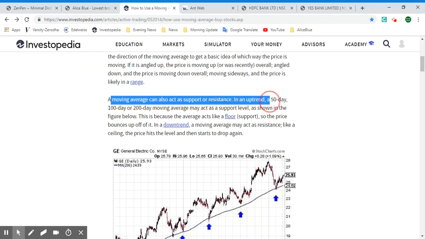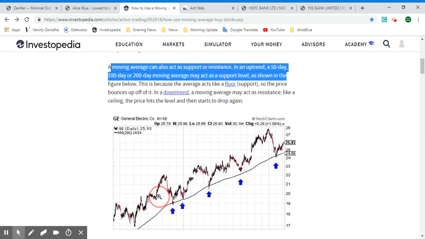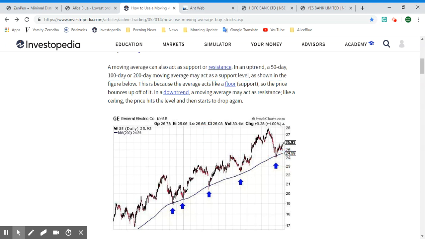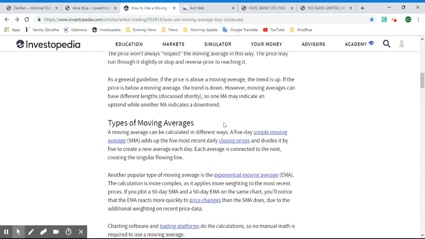A moving average can also act as a support or resistance. In an uptrend, a 50-day, 100-day, or a 200-day moving average may act as a support level. Here we have an example. Since the stock is in an uptrend, the moving average is acting like a support line here. Since this is the average, it acts like a floor or a support, so the price just bounces off of it. In a downtrend, the moving average may act as a resistance, like a ceiling.